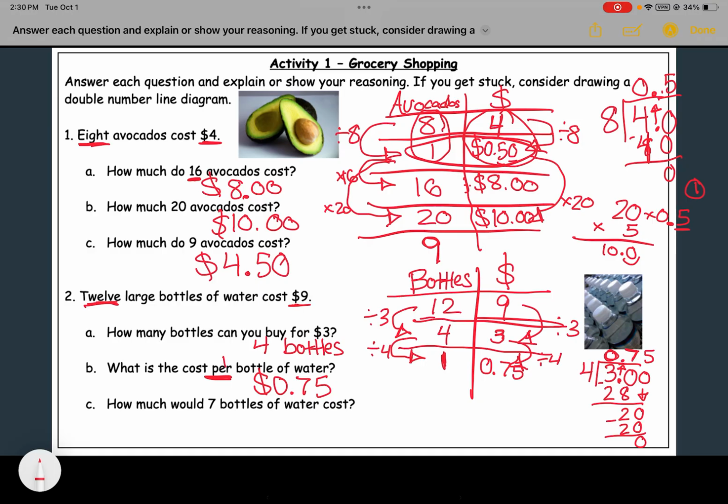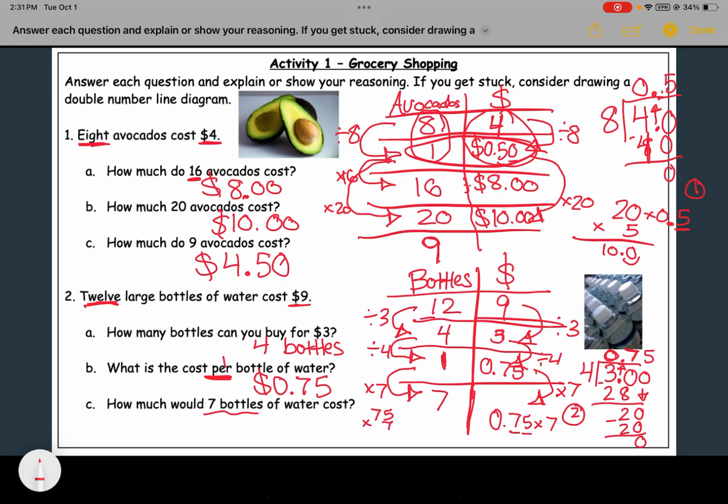Then the last one says, how much would 7 bottles of water cost? Okay, so I'm going to add a new row on my table. And I'm going to go to 7. So I'm looking, 1 times 7 is 7. So I'm going to multiply 75 cents by 7. So if I have 0.75 times 7, there are 2 numbers after the decimal point. And then I just need to erase the decimal and multiply the whole number. So 75 times 7. So I'm going to do it over here.